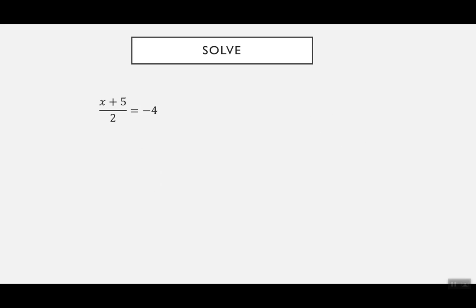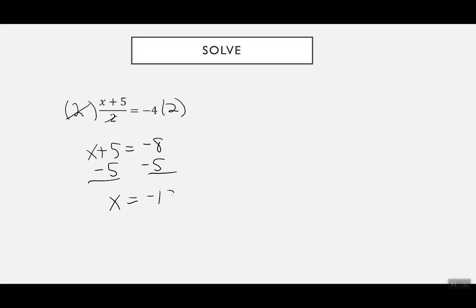Right, again, back to a fraction. I have x plus 5 over 2 is equal to negative 4. And what I want you thinking about is, well, should I first subtract 5 or should I multiply by 2? And the answer is you multiply by 2. I want to clear that fraction before I try to move the 5 over. So the left side I multiply by 2, the right side I do the same thing. The 2's cancel on the left. I have x plus 5 is negative 8. I subtract 5. I get negative 13.